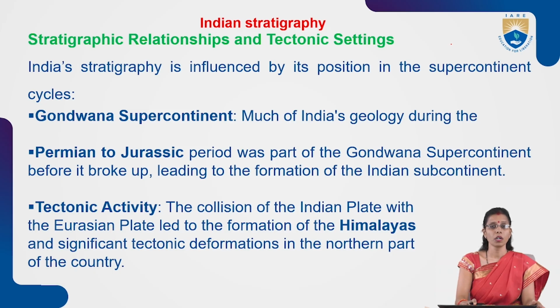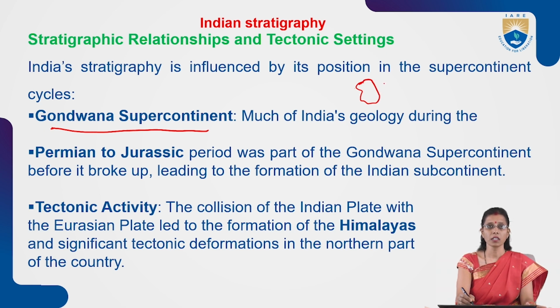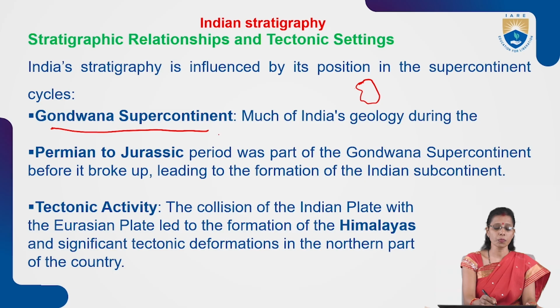There were no different continents. So when the Earth was formed, there was a single continent. It was called the Gondwana supercontinent. A single continent like this, there were no other continents. So we call it the Gondwana supercontinent. Much of India's geology during the Permian to Jurassic period was part of the Gondwana supercontinent.